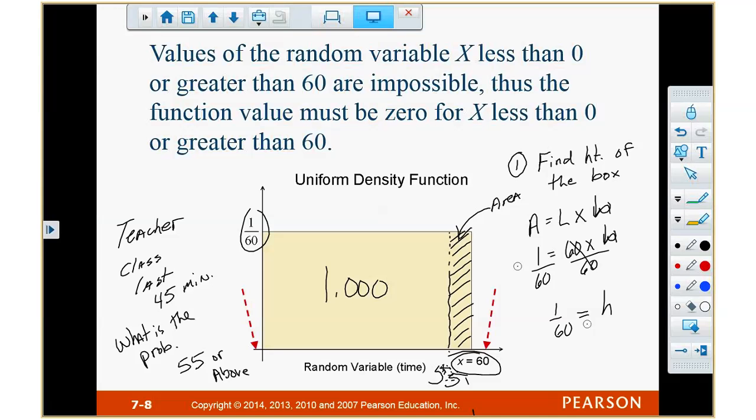So you go back to area equals length times width, or length times height. You got the height, what's the width? What's this width right here between 55 and 60? 5. So area equals length, which is 5, times the height, which is 1 over 60. And somebody divide 5 by 60, what do you get? Just give me two decimal points.